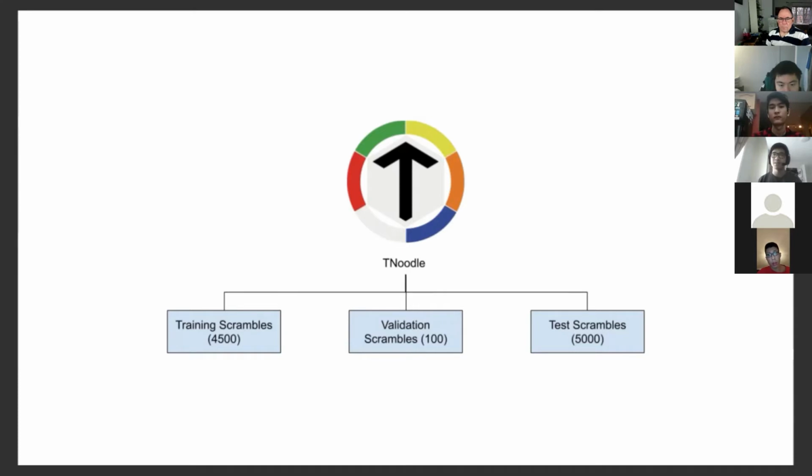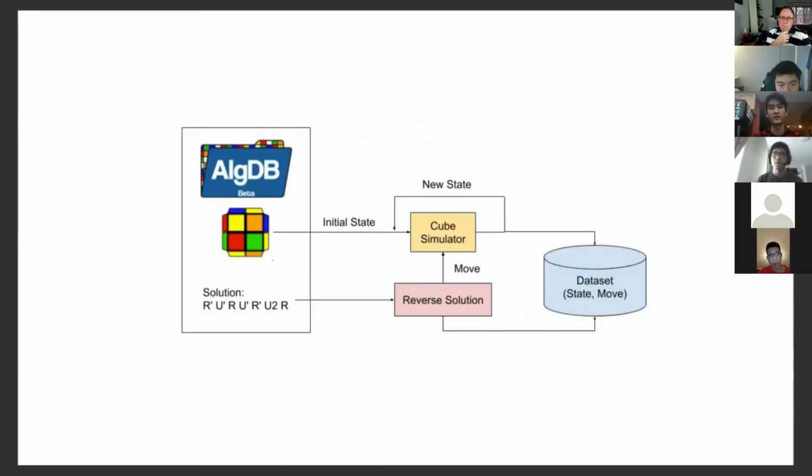So as I mentioned earlier, we had a separate data set for supervised learning. How we did this is we found all possible scrambles that already have one layer solved, and then we went to the AlgDB database to find solutions to those scrambles. And then we reversed the solutions, which allowed us to create that data set mapping states to moves.